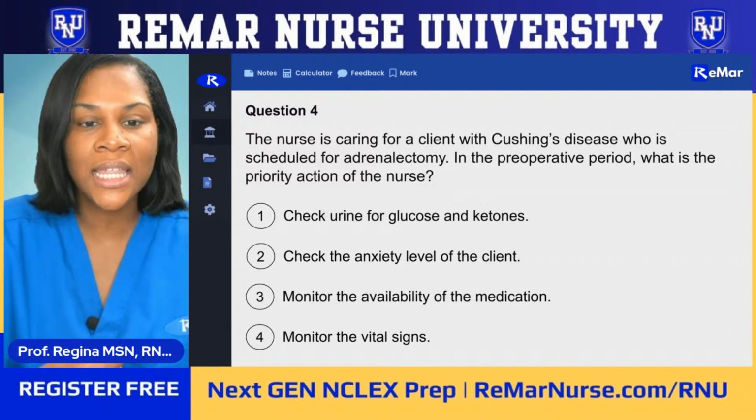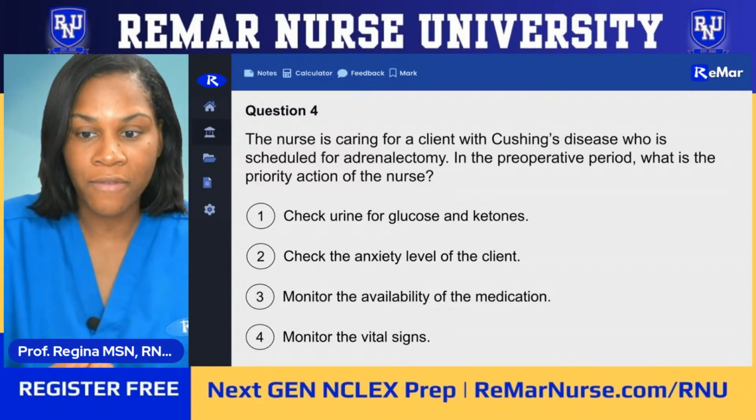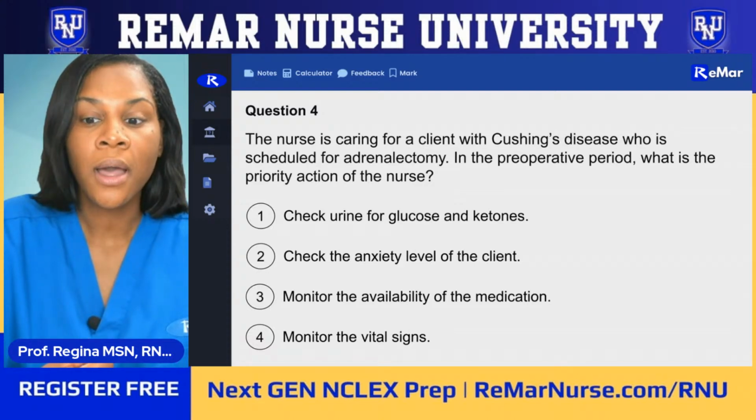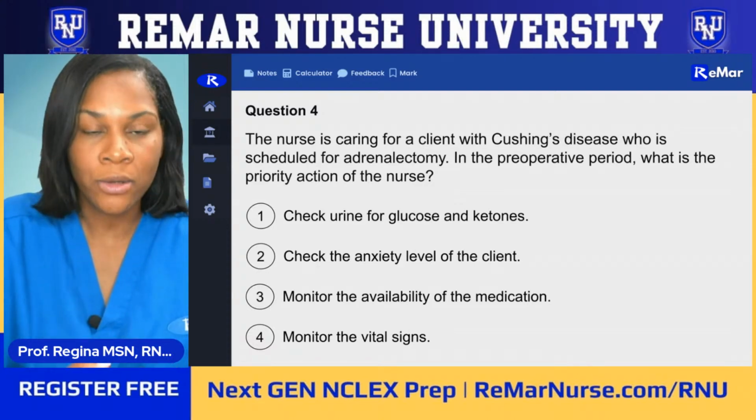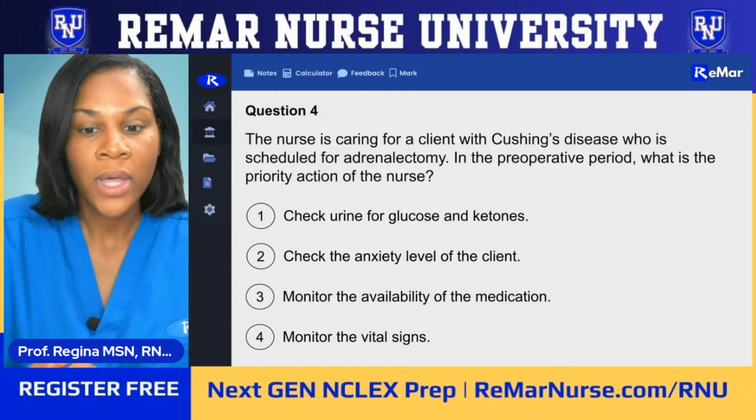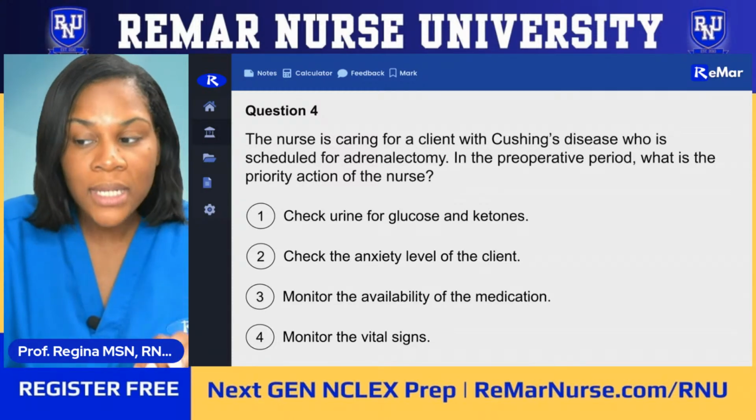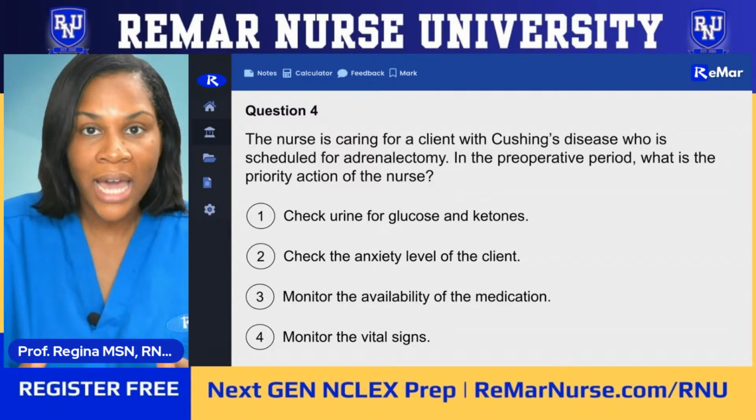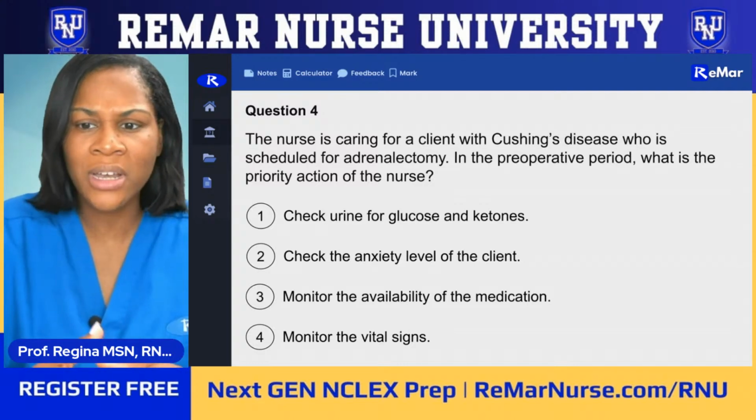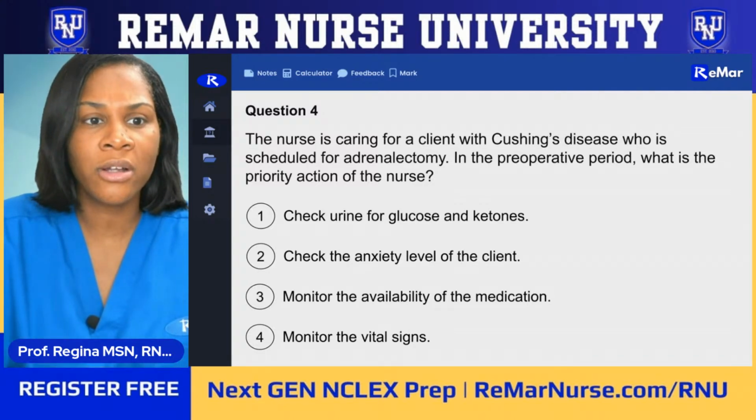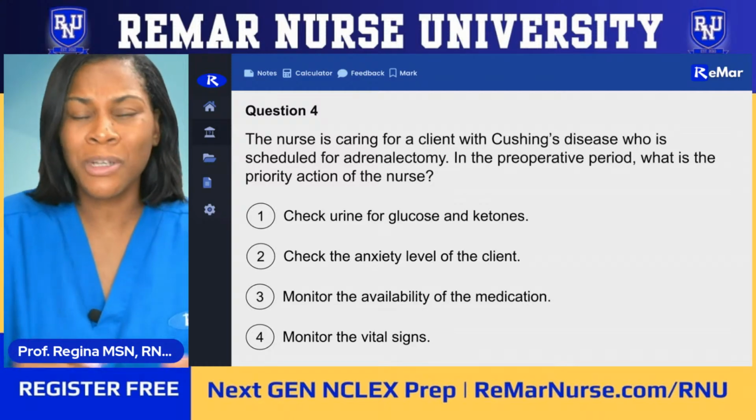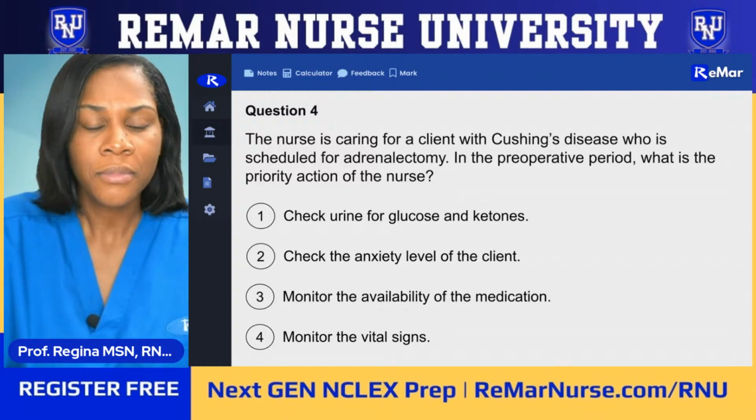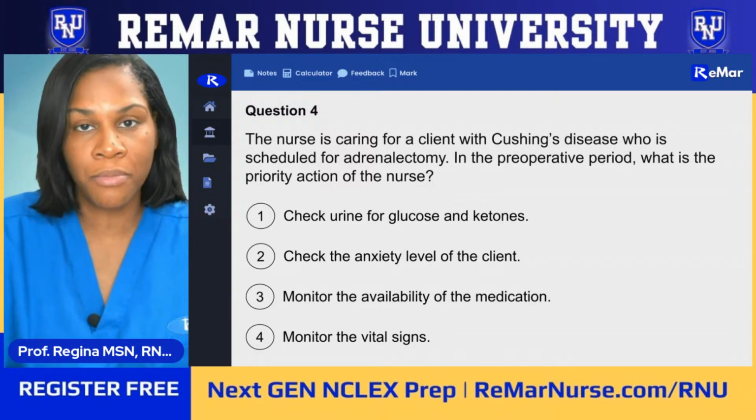Number 2 says check the what? Anxiety level of the patient. Number 4 says what? Monitor the vital signs of the patient. So in what instance would we elevate the psychological status of the patient over the physiological status of the patient in Cushing syndrome? Never. We're not going to do that because we are here to provide medical treatment, especially for a patient with Cushing's disease. So vital signs are going to be most important.